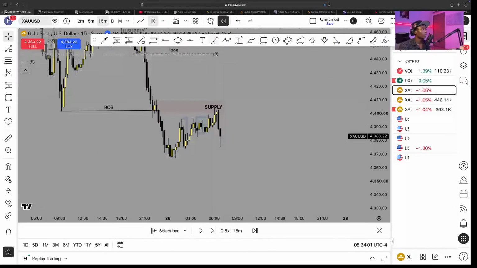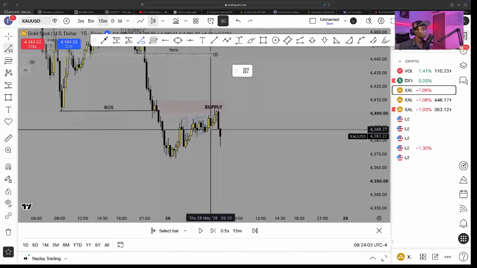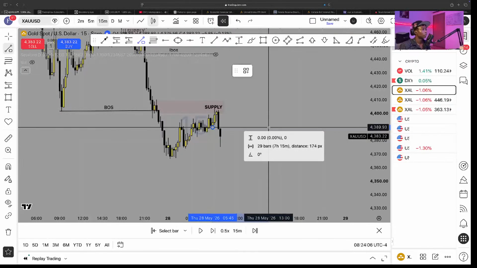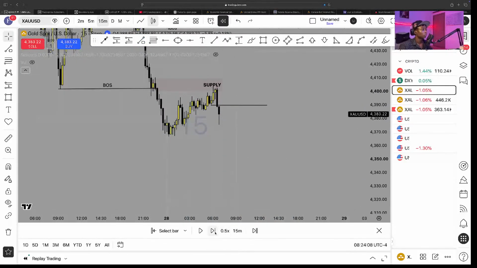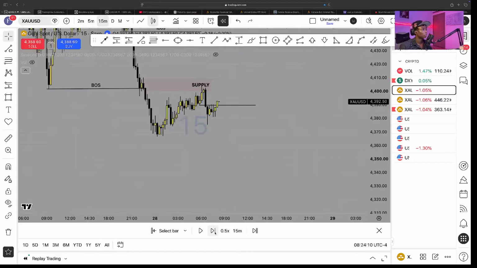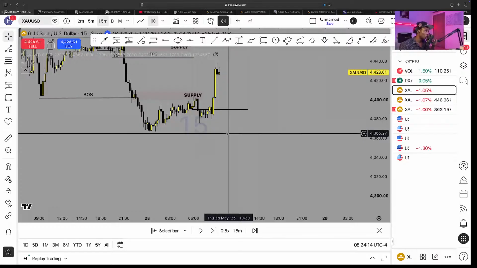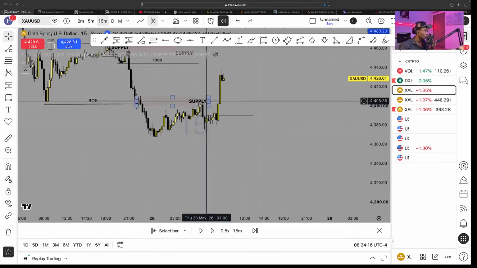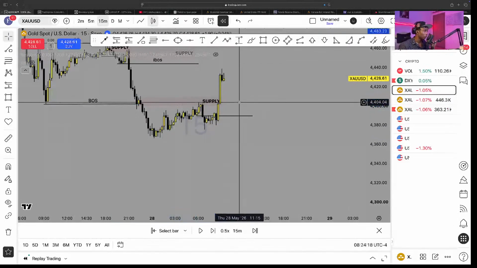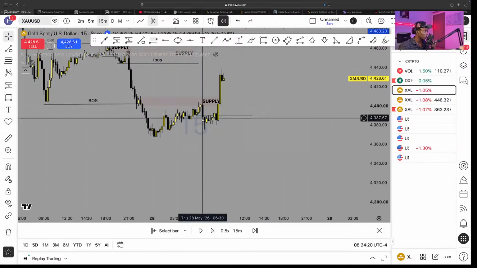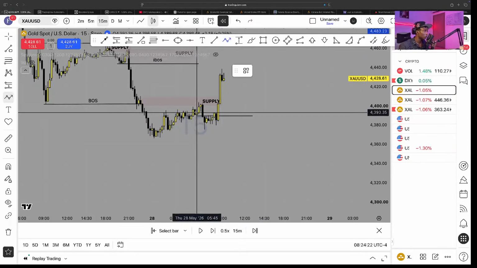So we now have a tap, and this is the first confirmation. So let's wait for the second confirmation. You guys see we did not have the second confirmation. So this supply, we would have stayed out of this supply because I was waiting to see something like this.